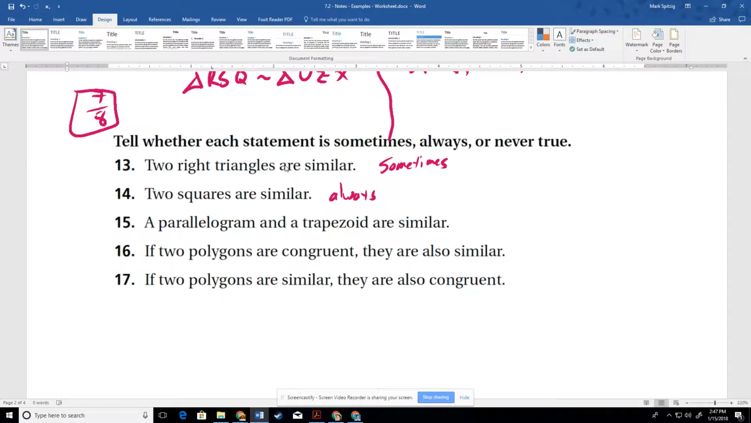They're always going to have the four right angles in there. And the sides are always going to be proportional because they're going to be the same size as all the other sides. So, all right, a parallelogram and a trapezoid are similar.